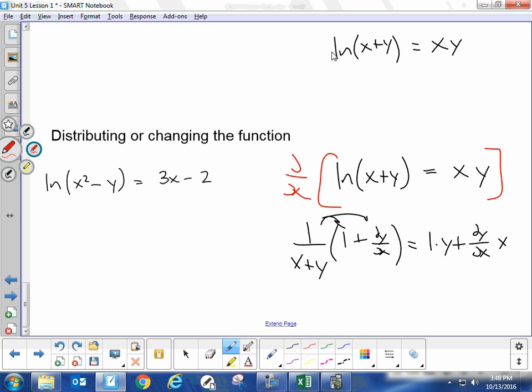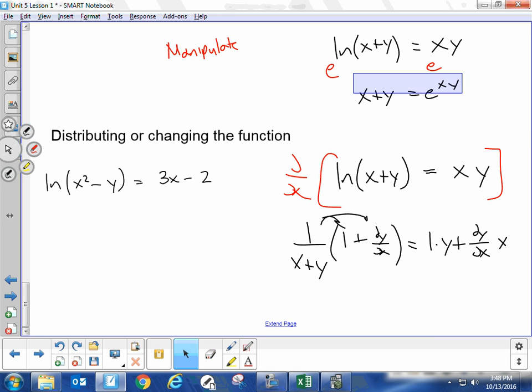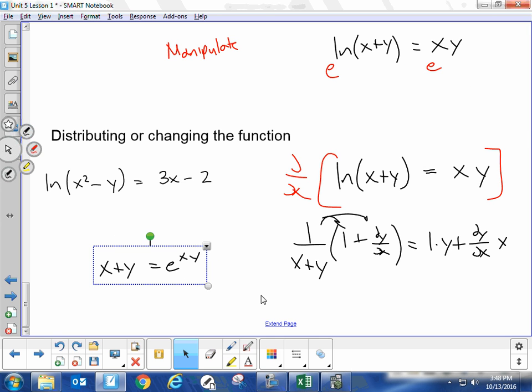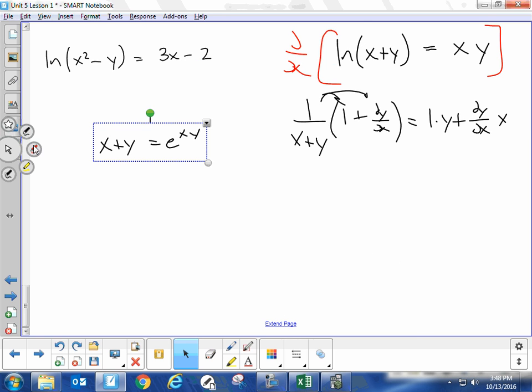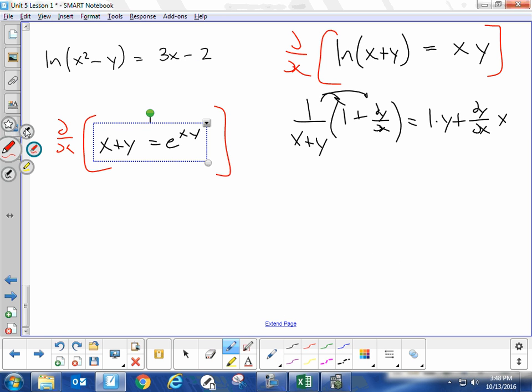Before taking the derivative, I can manipulate the function by taking e to the power of both sides. Because I know e to the log is just x plus y, and this is e to the xy. This may be nicer when I take the derivative. Watch how it'll be a little bit nicer, at least to solve.